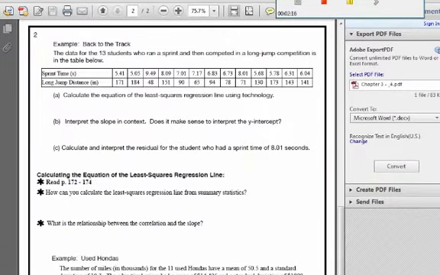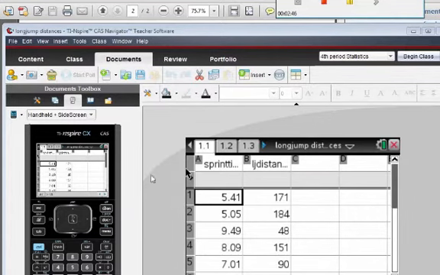So here's sprint time and jump time again. The data for the 13 students who ran the sprint and then competed in a long jump competition is in the table below. Calculate the equation for the least squares regression line using technology. I'm going to use the Inspire. I've already got this in, but I'm going to pretend I don't.